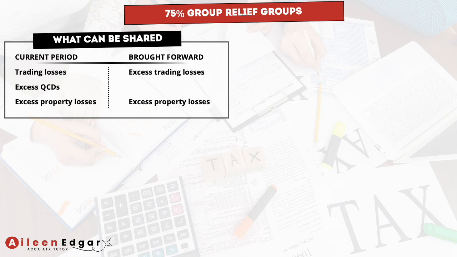You'll notice that capital losses are not mentioned on this list, and that's because there's another way that capital losses can be shared, and we'll look at chargeable gains groups later on in this session.